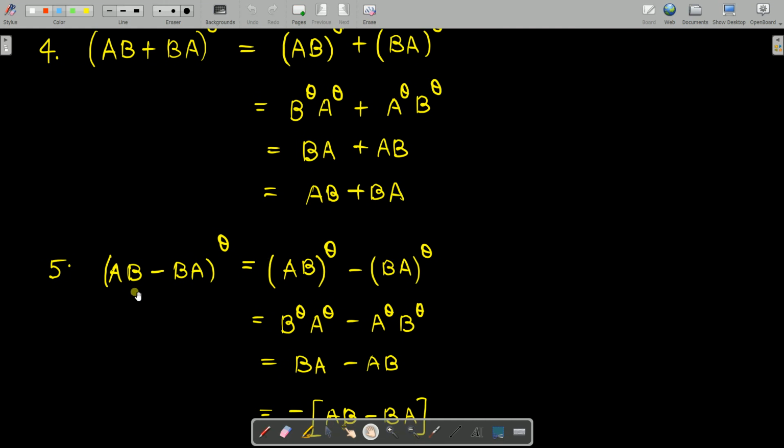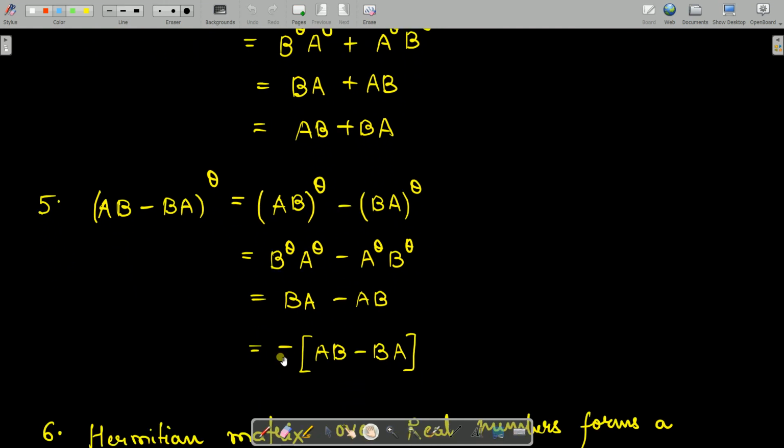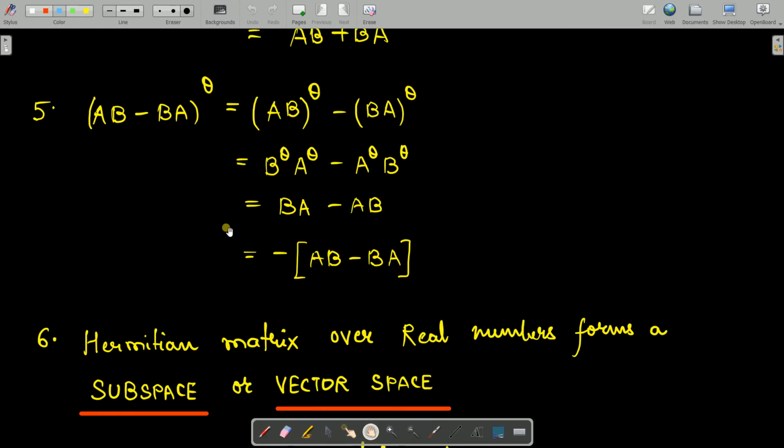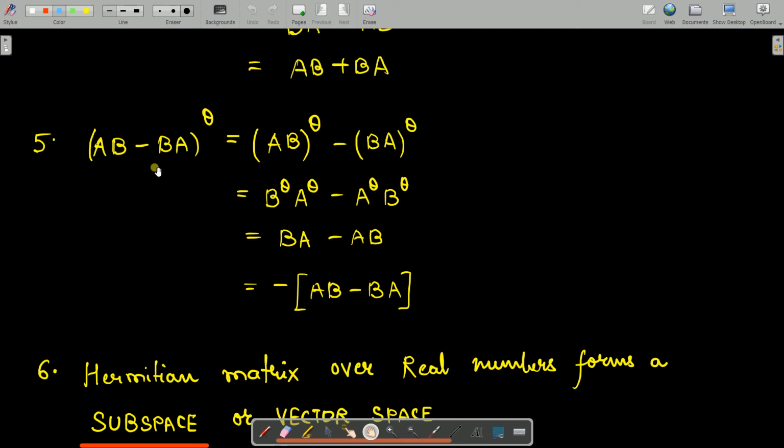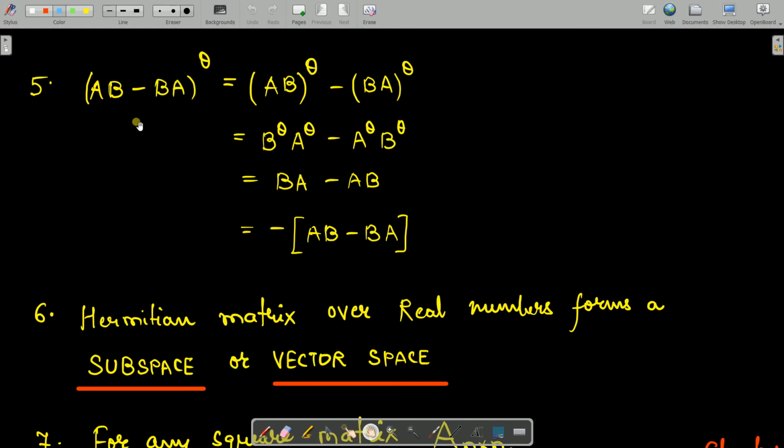Now similarly you can check this for AB minus BA, the same expression with a negative sign, and you will get a negative of the original, not the original. So we can say that this is a skew Hermitian matrix, which we will see in the next lecture.